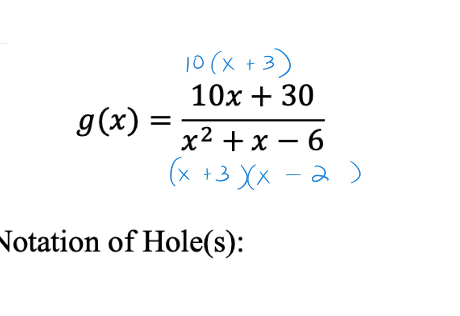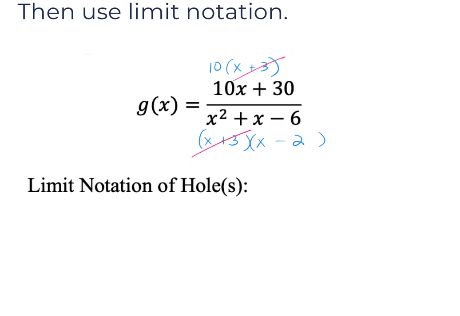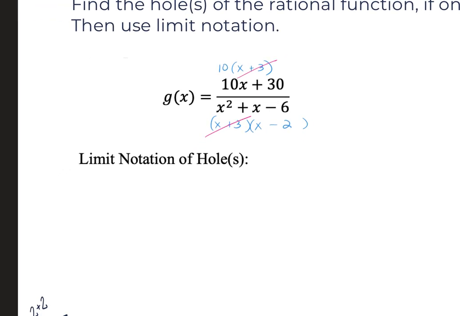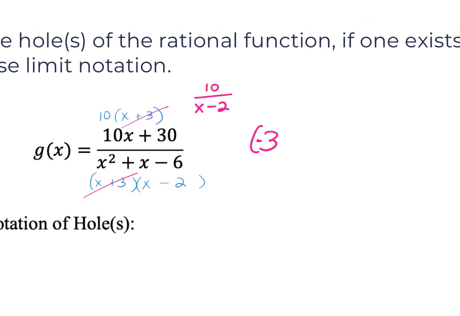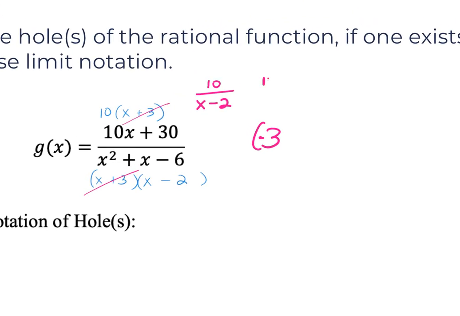And x plus 3 cancels, which means the x coordinate of my hole is negative 3, because I would set that equal to 0. And then to find the y coordinate of the hole, I'm going to take what's left here, which is 10 over x minus 2, and plug the negative 3 in. So 10 over negative 3 minus 2 is 10 over negative 5, which is negative 2.